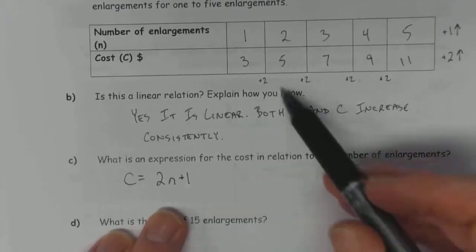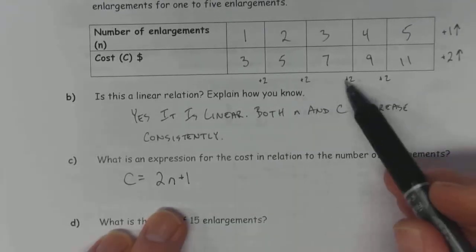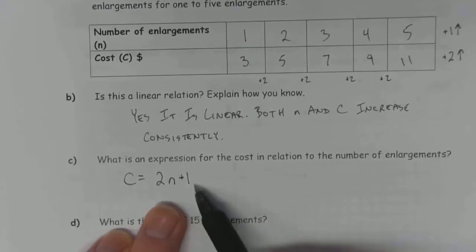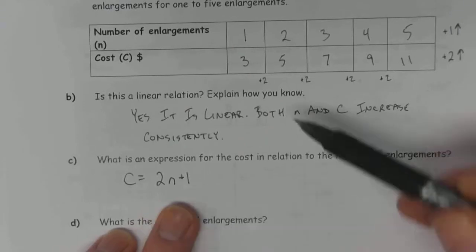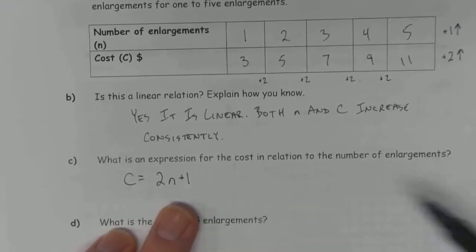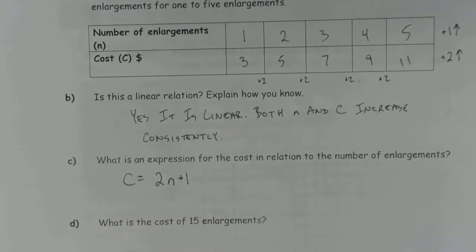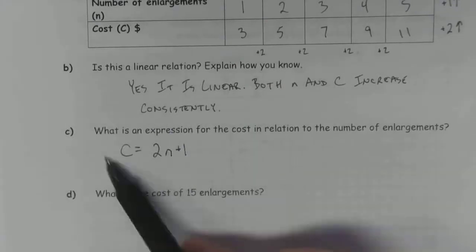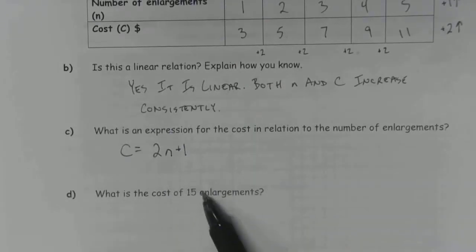So take this magic number, use that as a multiplier for the first variable, and then you're going to add or subtract whatever you need to get to the final number that you're looking for. Once you've done that, test it. Make sure that it does work. So, without having to build this table out, we now have an expression, and we can actually use it to calculate any number of enlargements.